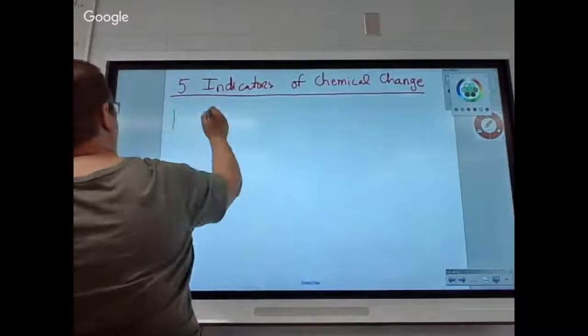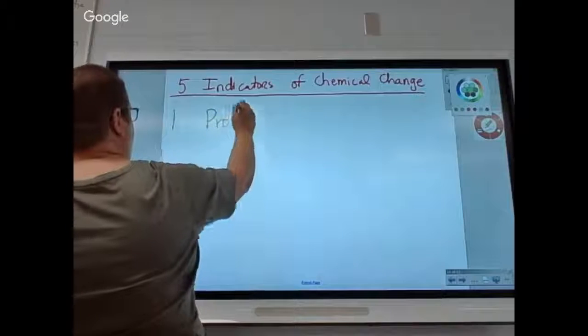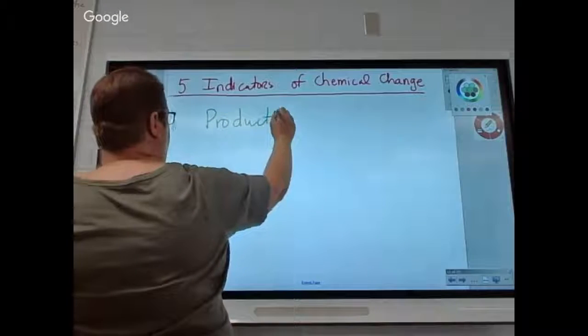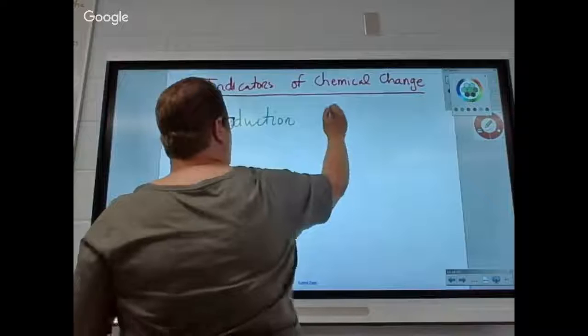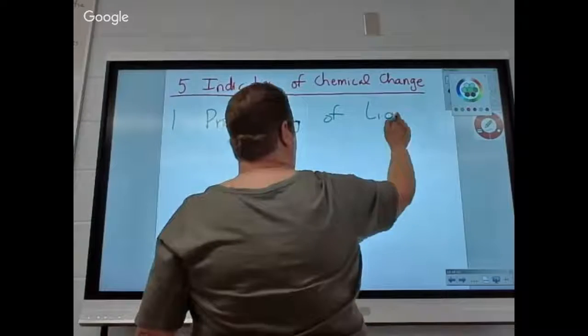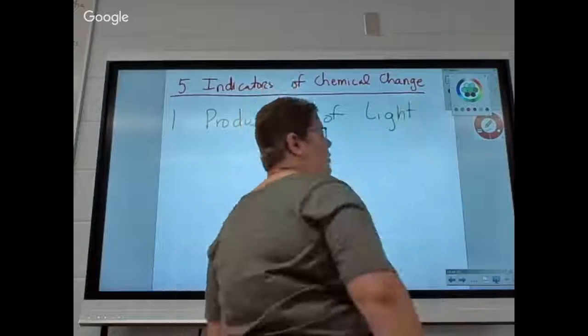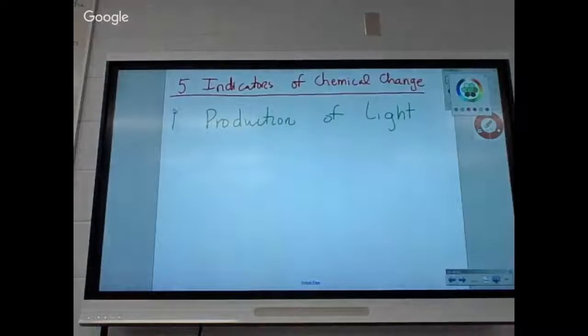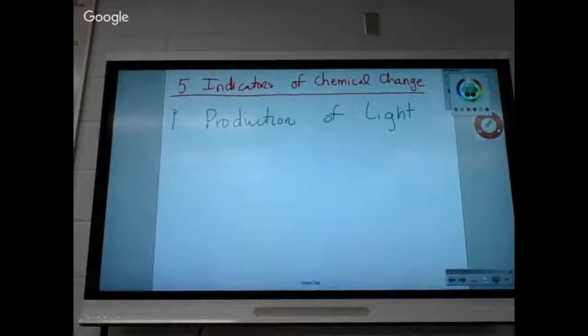Number 1, the production of light. And that is what happens when you mix sodium with chlorine to make table salt. You get a big burst of light. Okay? Now, I'm going to tell you now, when you're working on the lab tomorrow, you will see all 5 of these somewhere in the lab. So don't tell me when you're answering the questions, nope, didn't see any of these, Ms. Wall. You should see all 5.